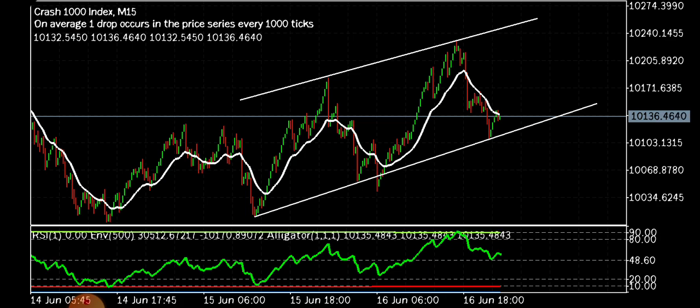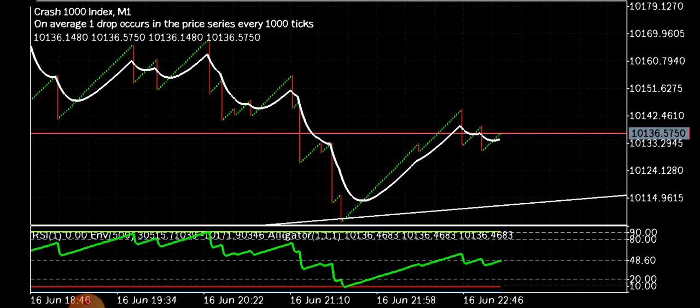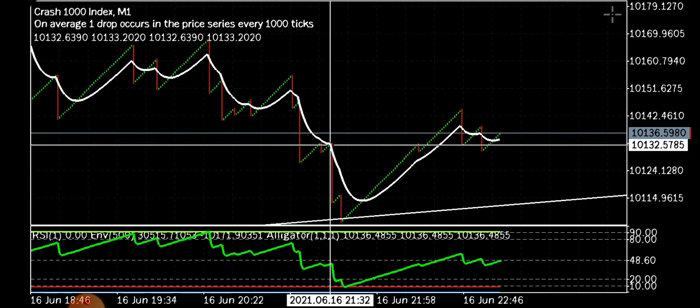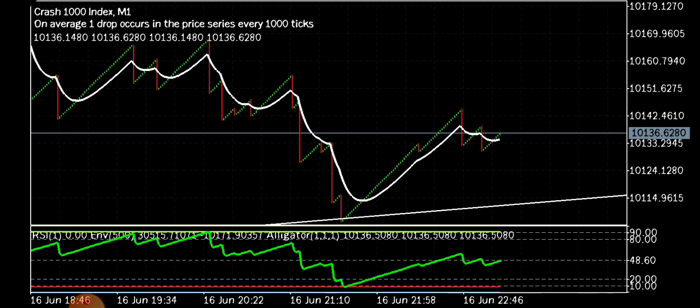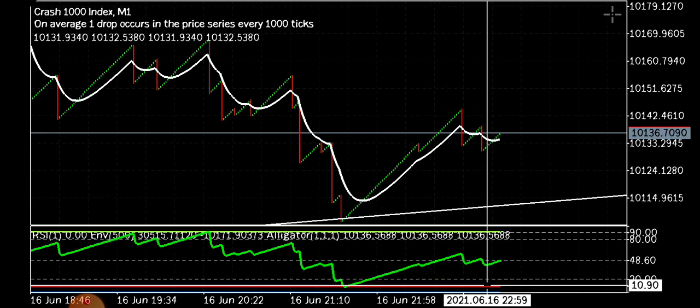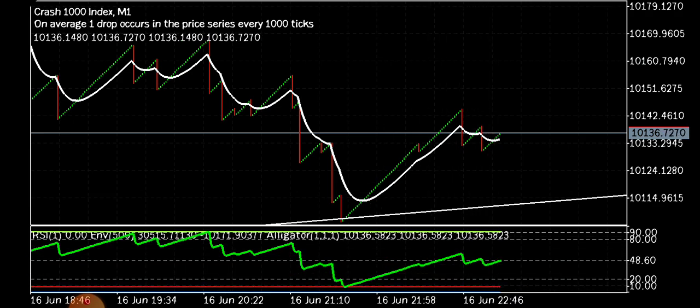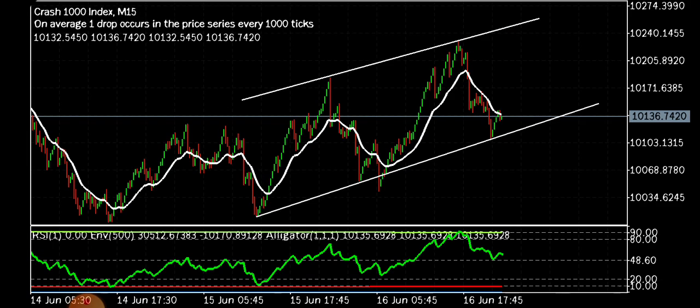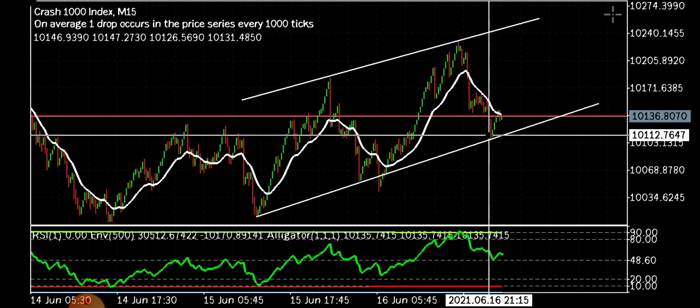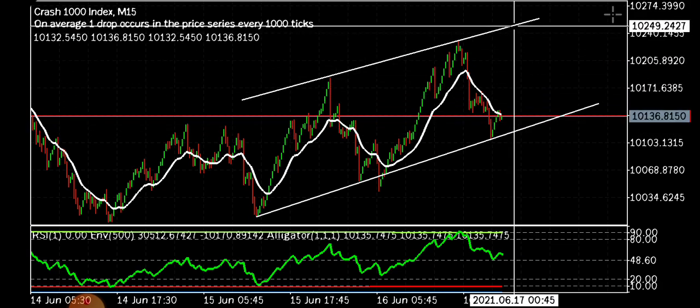The reverse is the case for Boom 1000. Once you enter the market after marking out your point with your trend lines and you discover that the market has sold to the lower trend line, you wait for the alligator on the 1 minute to touch this support level down here, and then you enter for a buy, and you ride the market until the market comes back to this upper trend line.